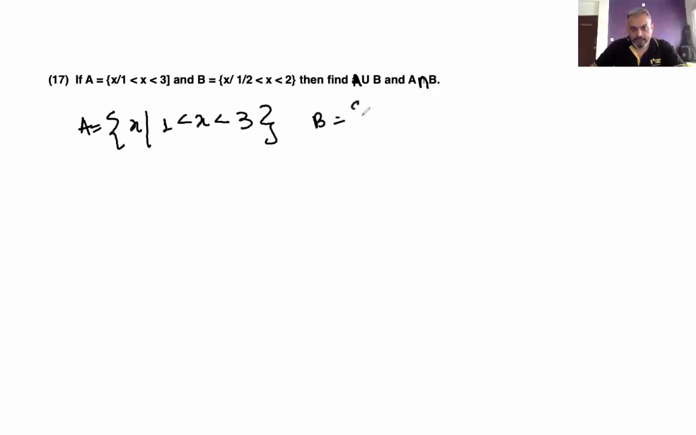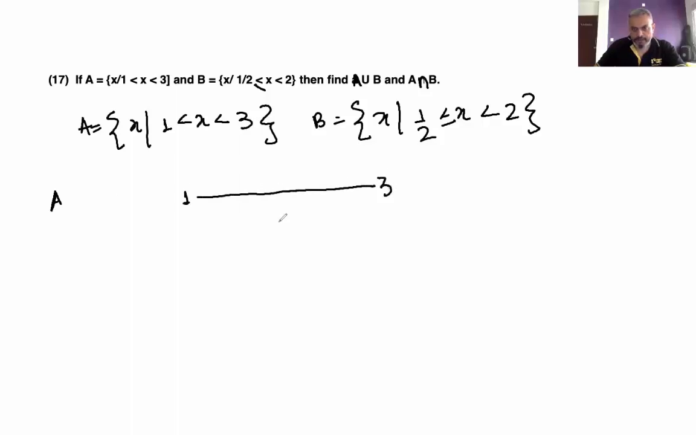And B is equal to x, where x is greater than or equal to half, less than 2. So now I'll draw the diagram for A. A is 1 up to 3. So neither 1 nor 3. And B is equal to half up to 2, but not 2.